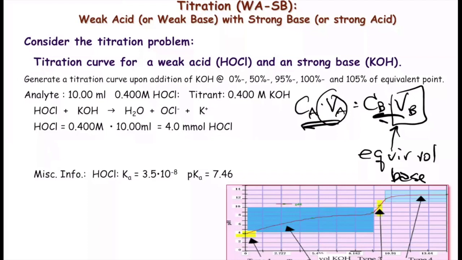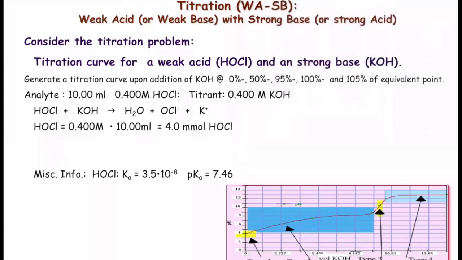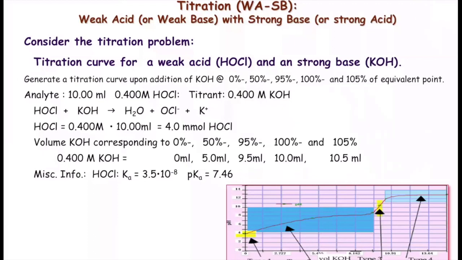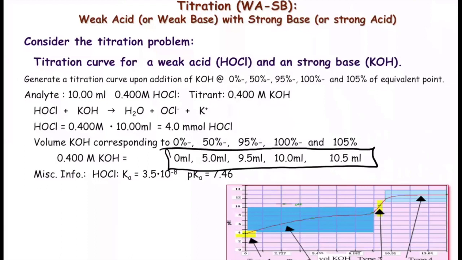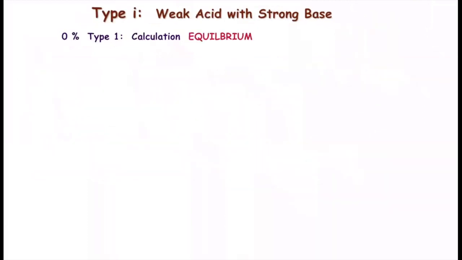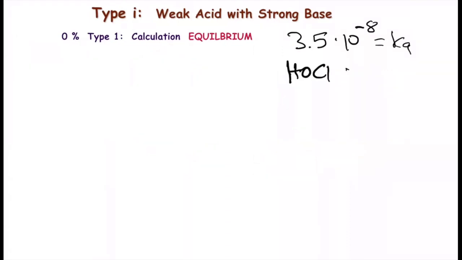Here, we're doing stoichiometry. So let me go ahead and clear this. And these are the volumes of the base that is required, which we already calculated based on the fact that these numbers are pretty straightforward. So let's take a look at the first part, 0%. What did we say? We said that 3.5 times 10 to the minus 8 was our Ka. We said that the concentration of our acid was 0.40 molar.